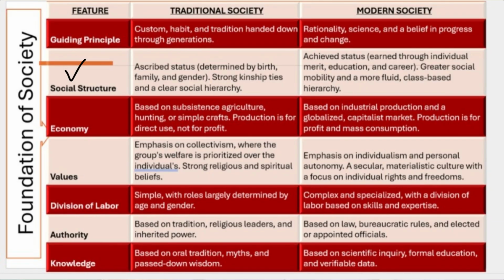The second feature that can be contrasted between traditional society and modern society is the social structure, or how these two societies are structured. In traditional society, people have ascribed status. By ascribed status, we mean that their status is determined by birth, by family, by gender, and sometimes by age as well.